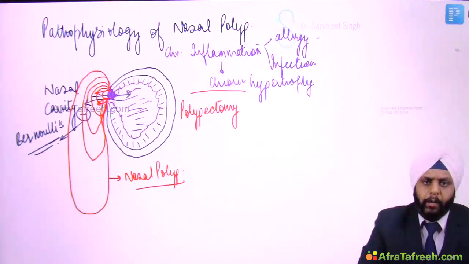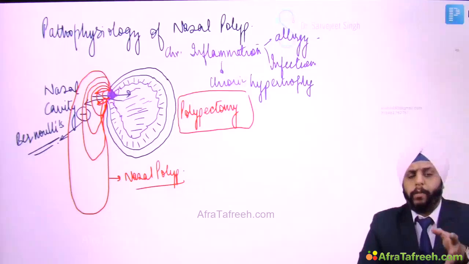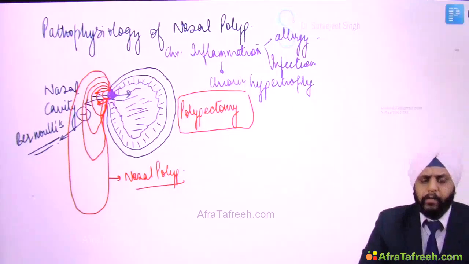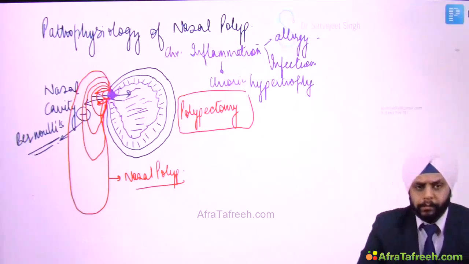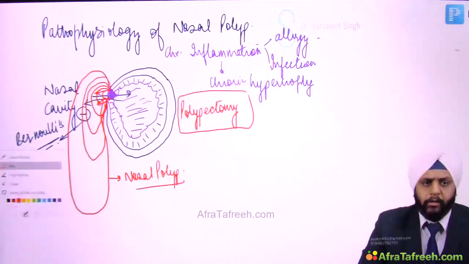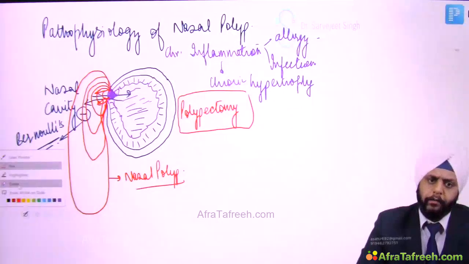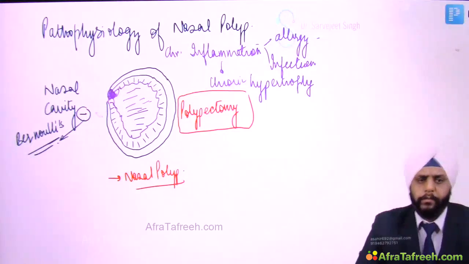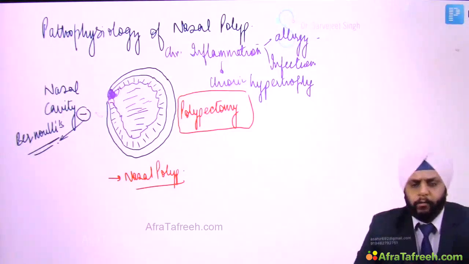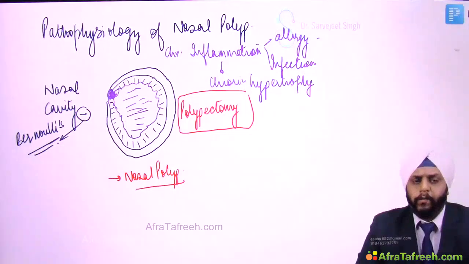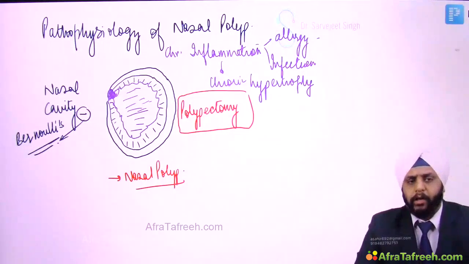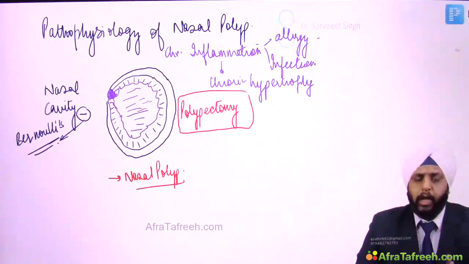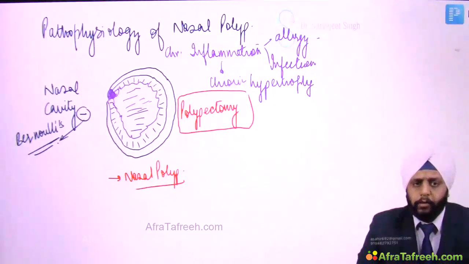Now let me make you understand what polypectomy means. Polypectomy simply means cut and remove the polyp. So what I can do is, I can take a forceps or a scissors and I can cut the polyp. So let me cut the polyp. I have cut the polyp, I have removed the polyp, and the patient's problem is solved. He is able to breathe once again. The nasal cavity is clear. Have I done a complete solution?